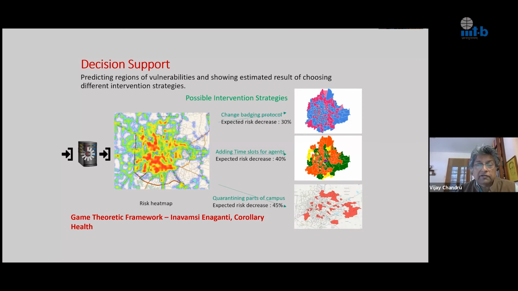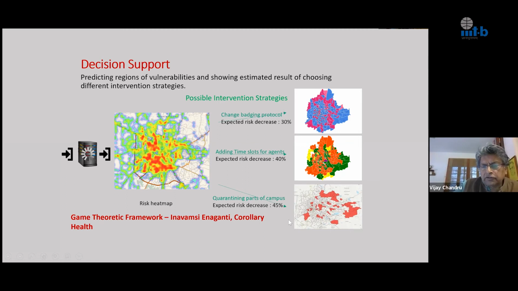And this is the work of the group that I mentioned on the title slide, we're all collaborating on this, and we've given ourselves a name. It's called the Corollary Health Group, and we're trying to build a framework that can come up with various badging protocols, maybe time slots, saying that there are certain time slots in the day that a person with a certain type of badge can enter, so the times you can go to the library, the time slots for going to the mess, and so on, to actually control infection spread. And similarly, quarantine strategies for different areas of the campus and so on.